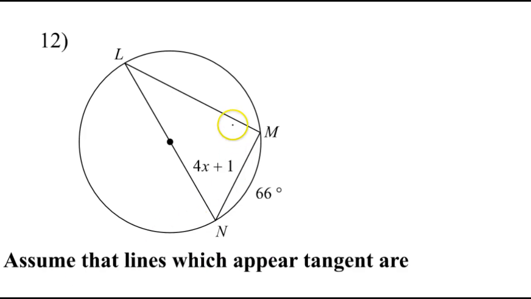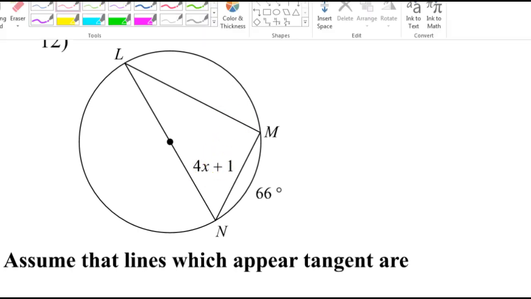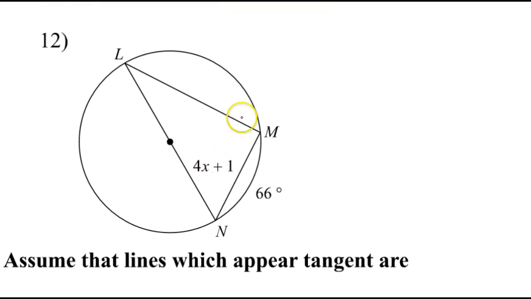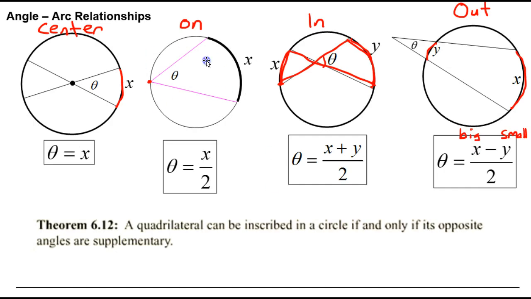Number 12. The trick to number 12 is understanding a couple of things. First of all, we have an angle right here that is on the circle. Boom. This angle is on the circle. That means we should be able to use this formula where the angle is half the arc.